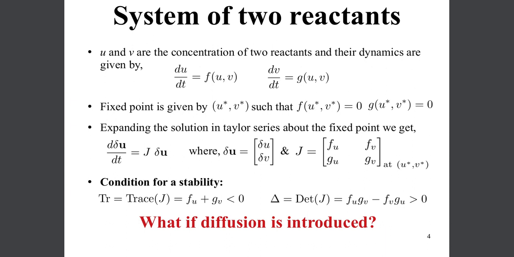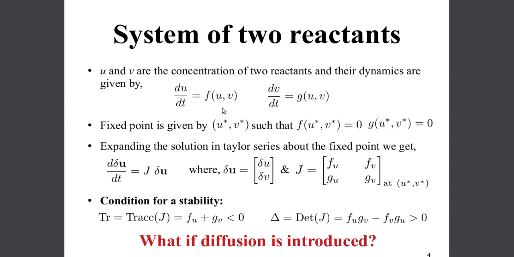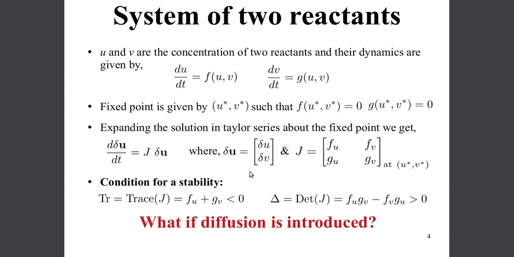Now I am assuming this spatially uniform solution. This is spatially uniform because there is no space dependence in u and v. Let me assume that this spatially uniform solution is stable, so the trace, tr, is negative, and delta, the determinant, is positive. And what if I introduce diffusion? So let's see.